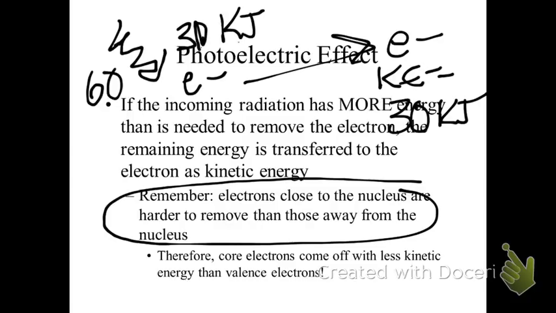So the key is core electrons, which are bound to the nucleus, come off with less kinetic energy than valence electrons, because valence electrons are in the outer shells and they don't require as much energy to come off.